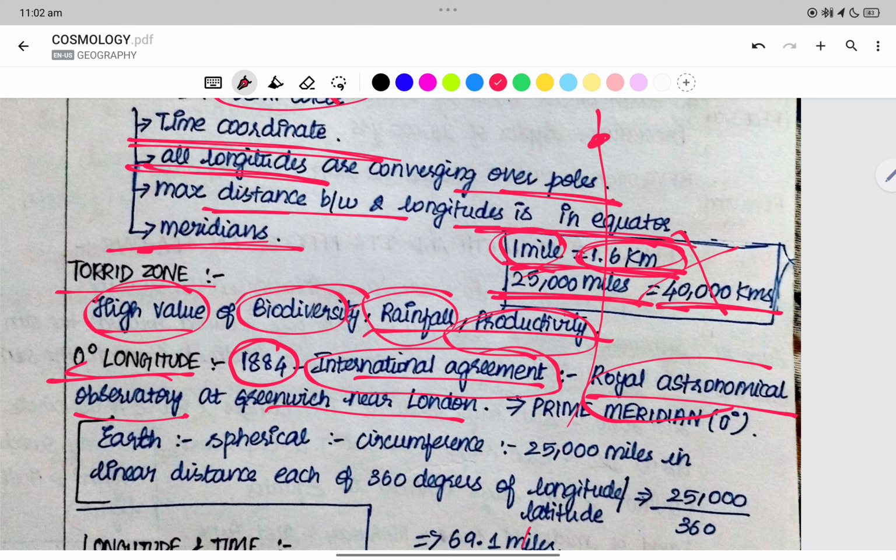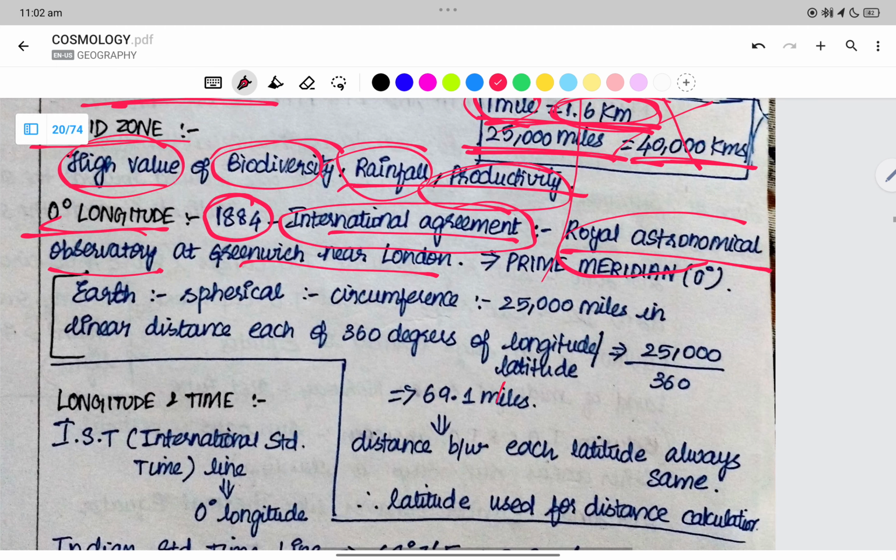Right. The linear distance of each degree of longitude is 25,000 divided by 360 degrees. What we get is about 69.1 miles, the distance between the latitudes, which is always the same. So the latitudes are used for calculating distance.